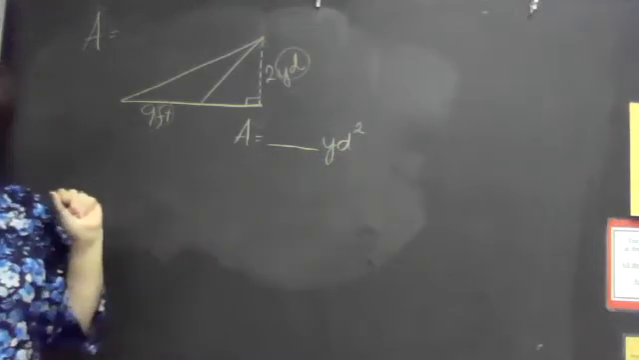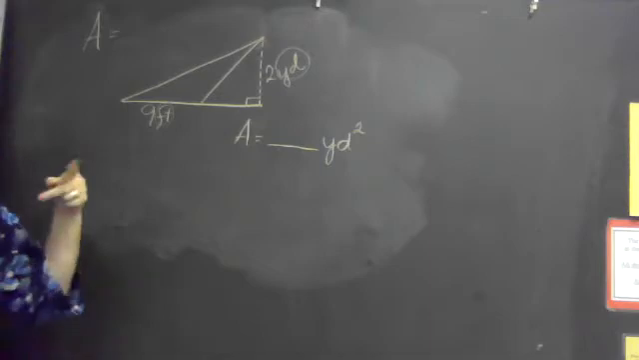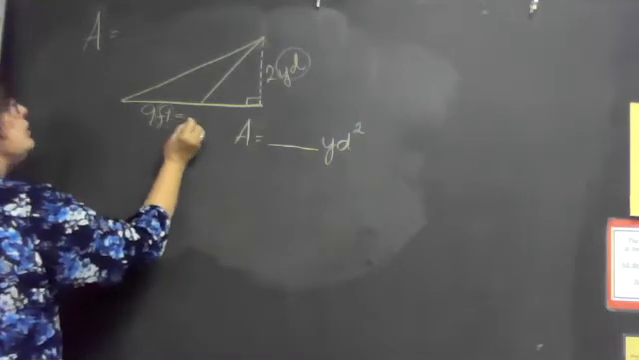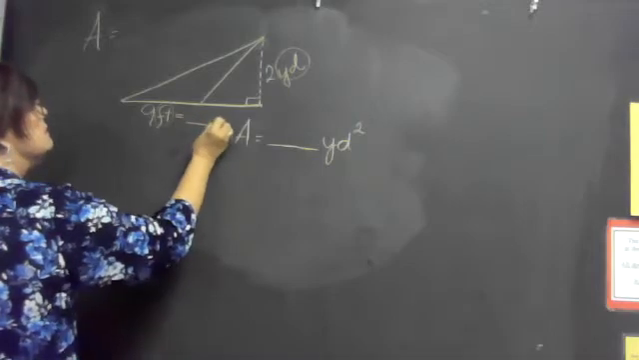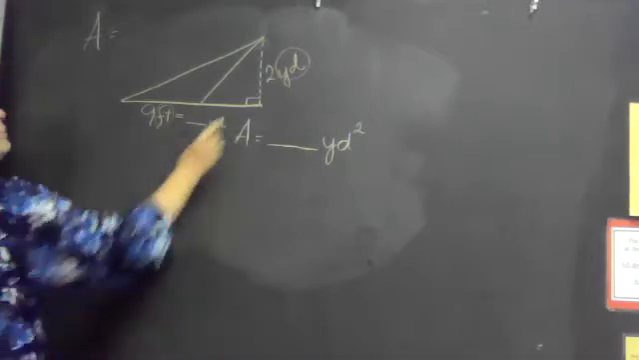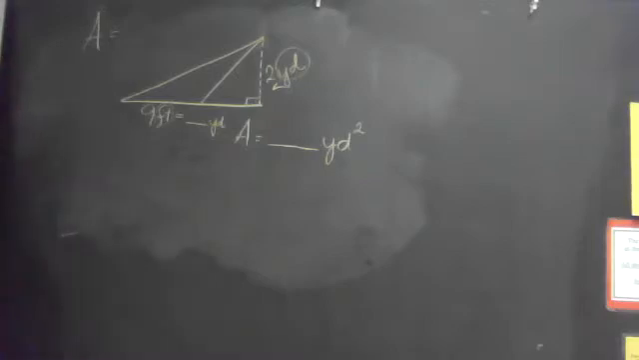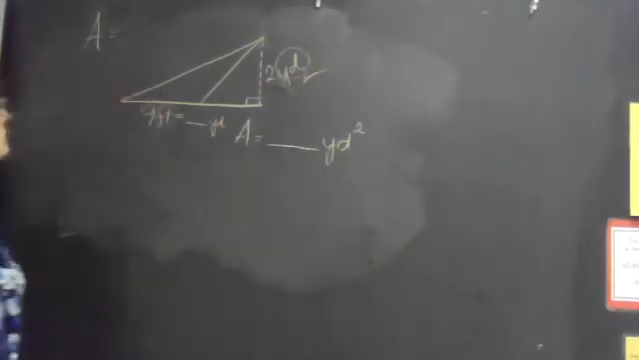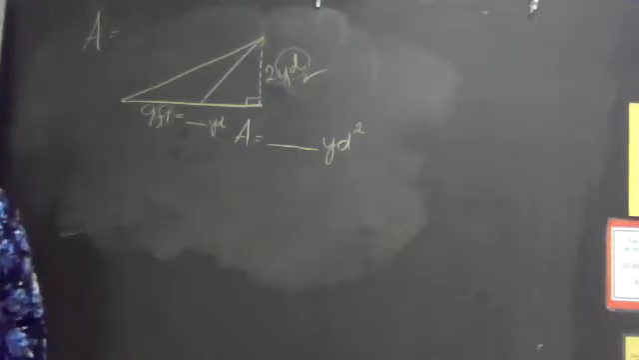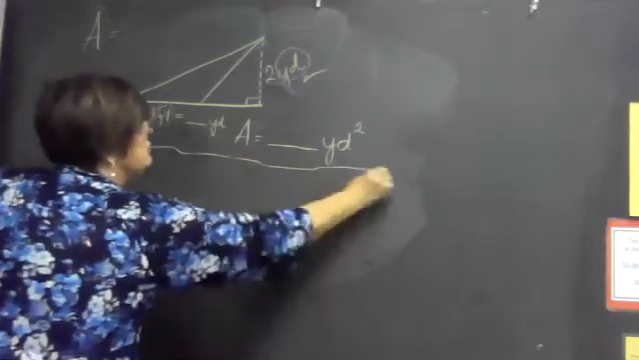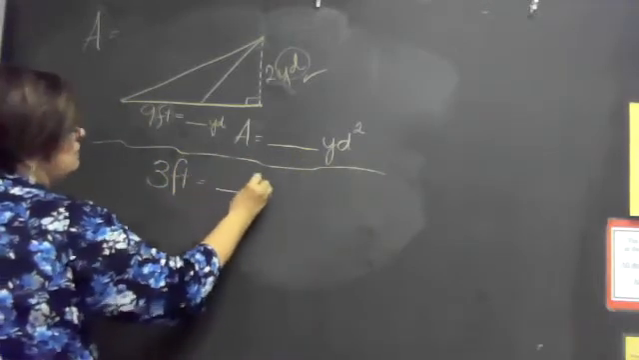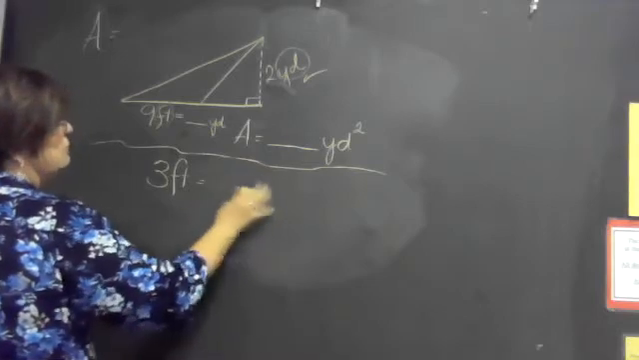So go to your conversion chart and find the one with feet and yards, because this is the one that we're going to have to change. This one's okay. That's a check mark. This one's okay. 3 feet equal 1 yard. So that's our conversion. 3 feet equals 1 yard.